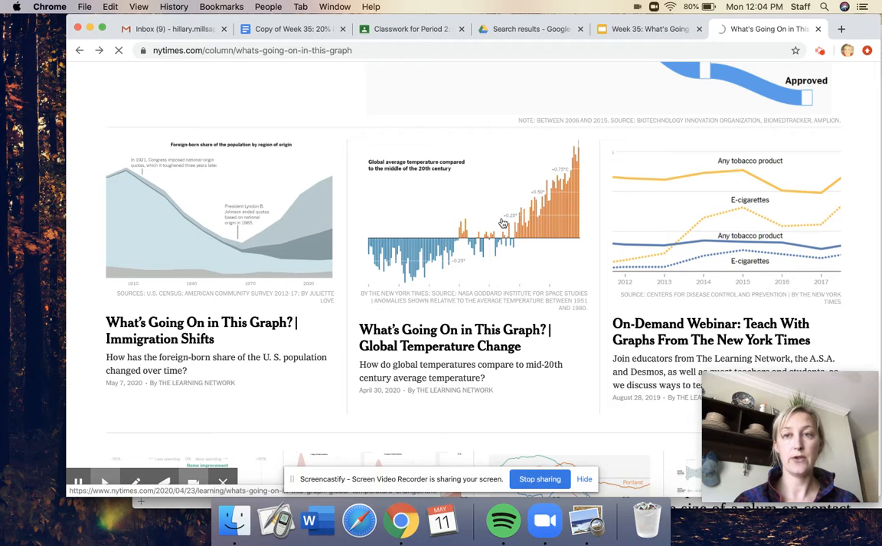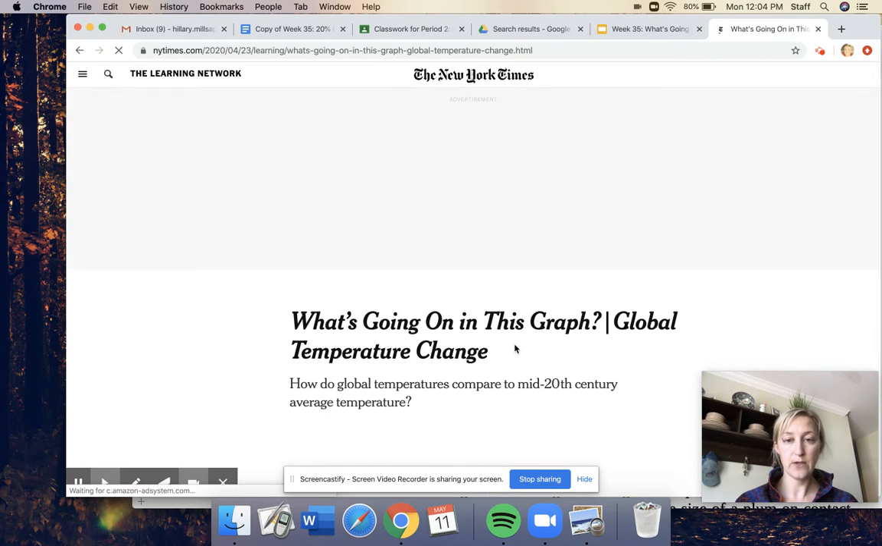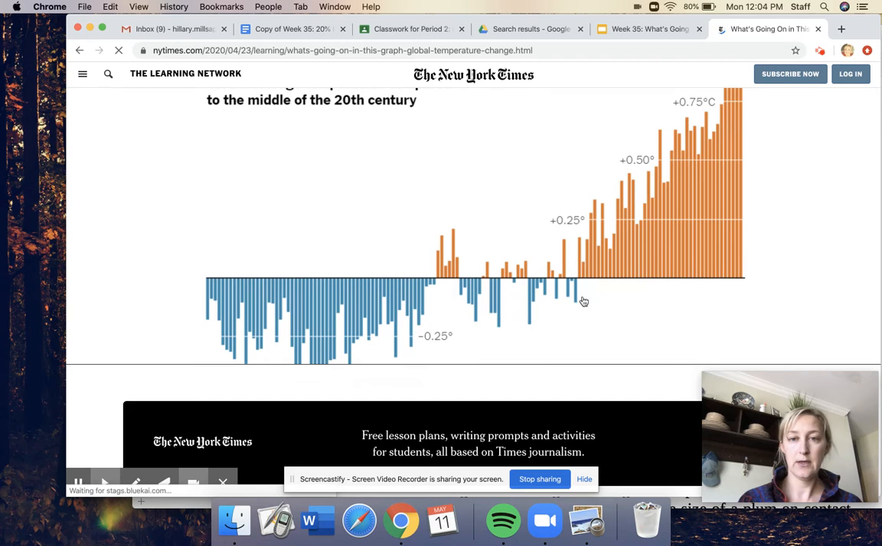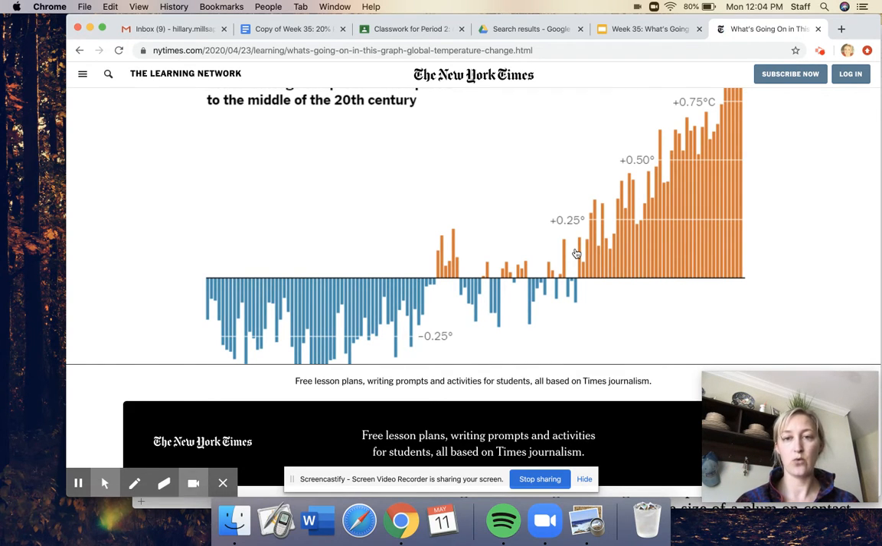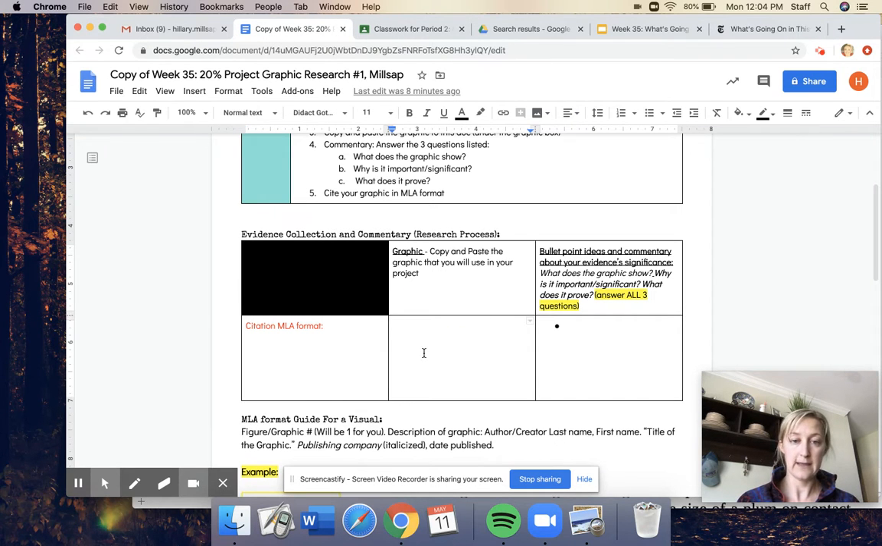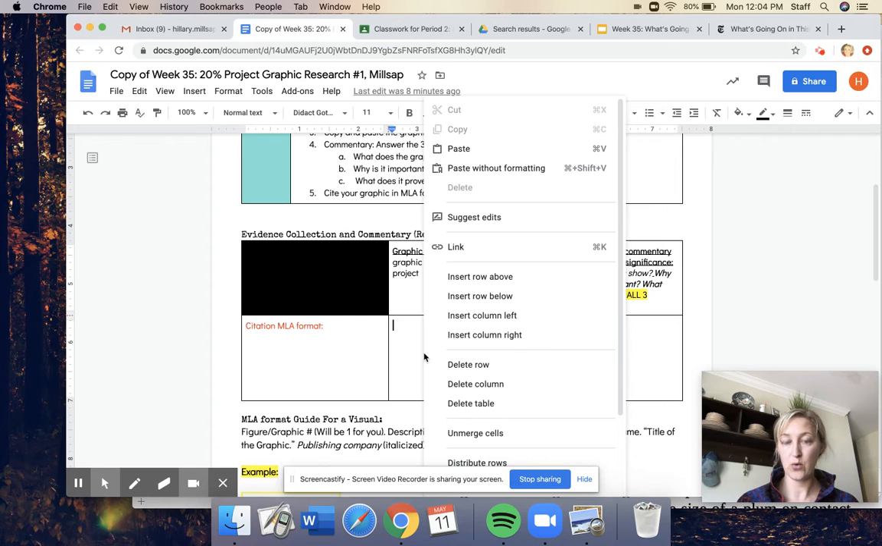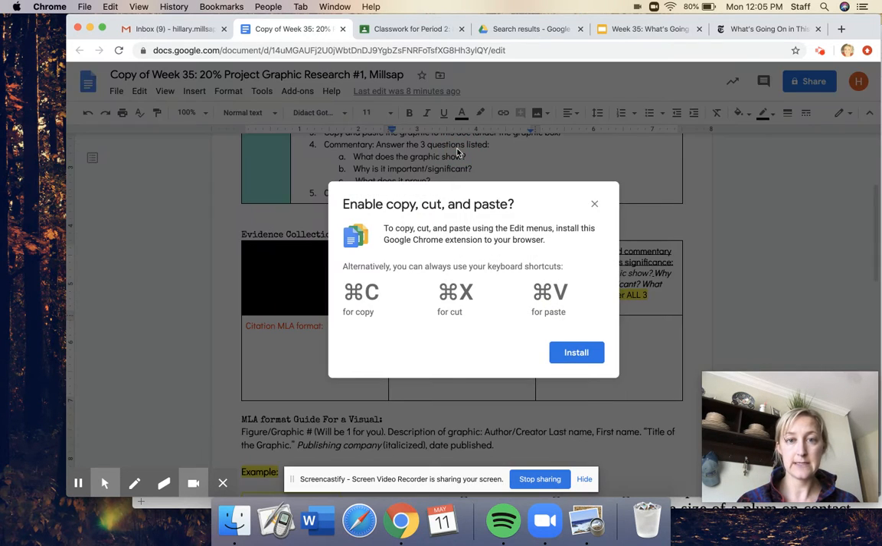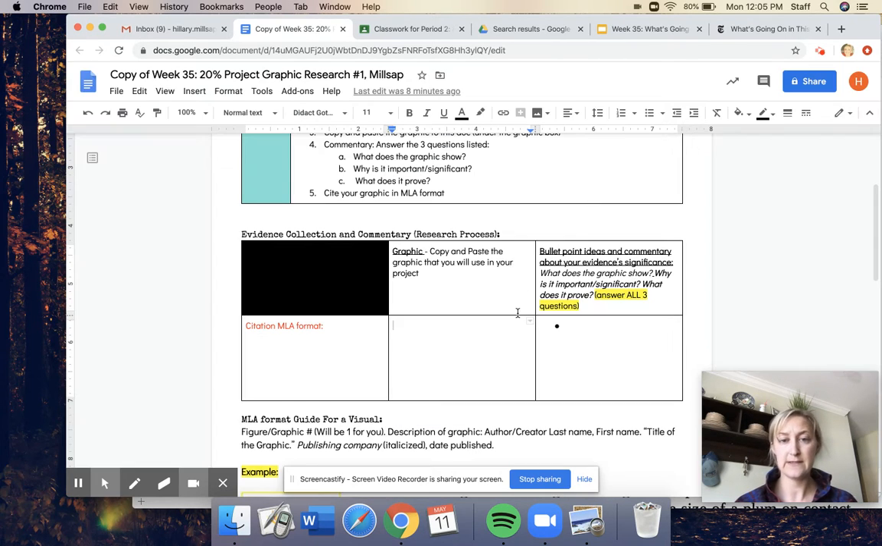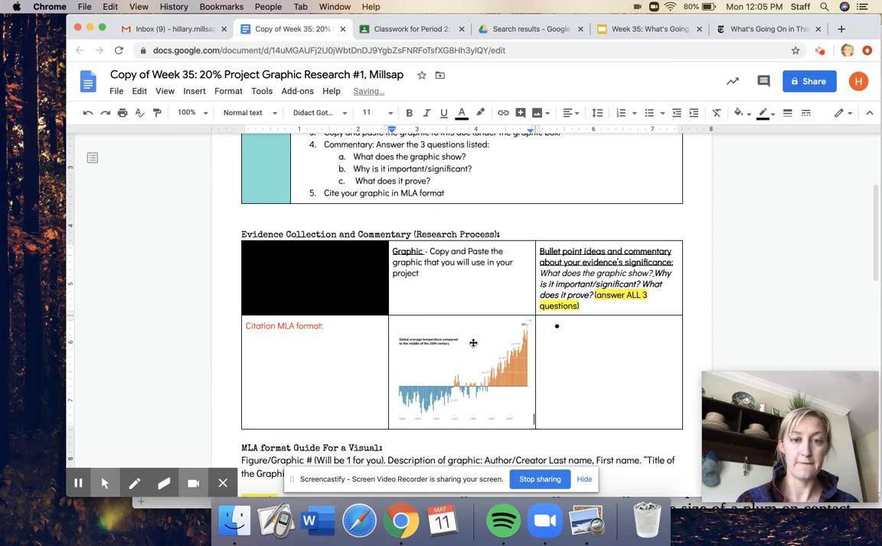So you click on your graph, you wait for it to load. And then what you're going to do is use two fingers on your trackpad, or if you have a mouse, use the right click button. And you're going to click copy image. And then you go to your document, click in the box, again, right tap or two finger tap, and you click paste. Now my computer decided that I need to install something, so instead I will do Control V.